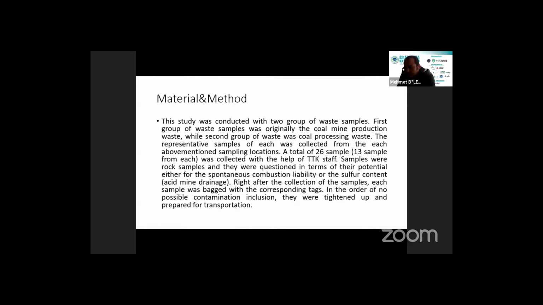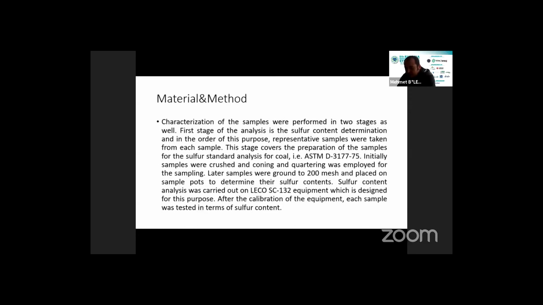Right after collection, each sample was bagged with the corresponding label. To avoid any possible contamination, they were tightened up and prepared for transportation. Characterization of the samples was performed in two stages. The first stage of the analysis is the sulfur content determination. For this purpose, representative samples were taken from each sample.